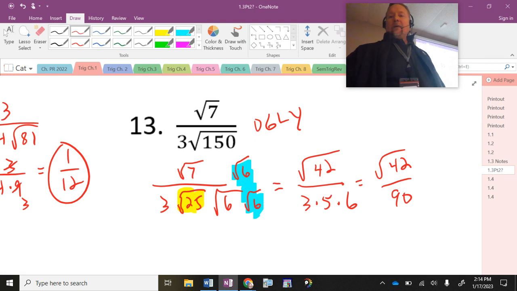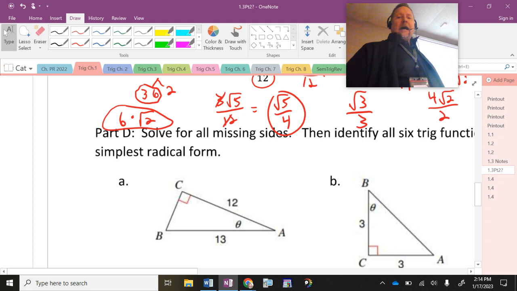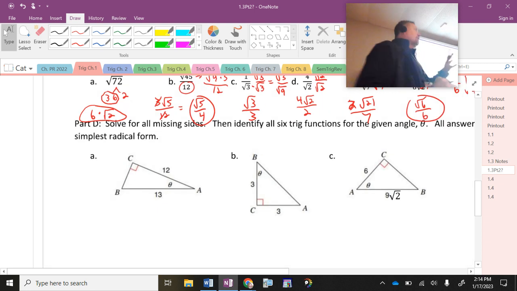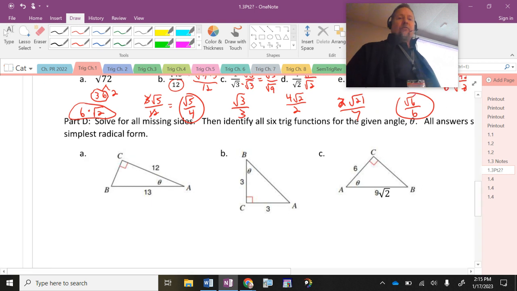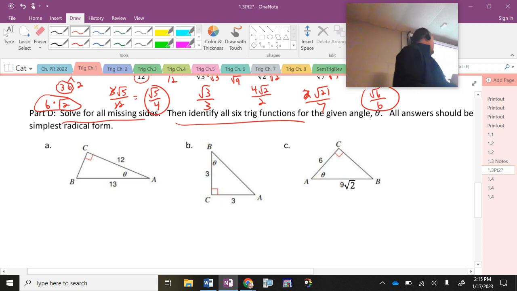Okay, now, back to this. I'm not doing all of these either. I gave you trig here. This is why the other math teachers were afraid of this. It's really the third one. Solve for the missing sides. Identify the 6 trig functions. By the way, don't do this one, but just verbalize it.